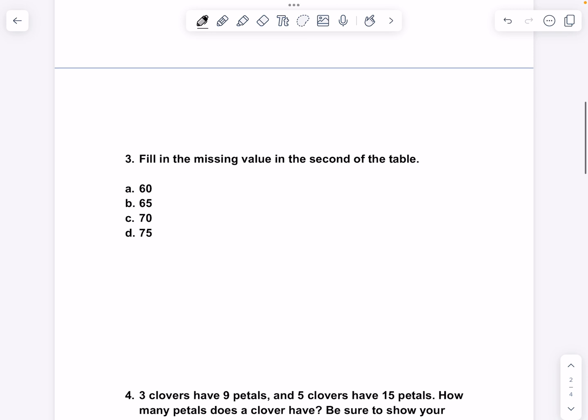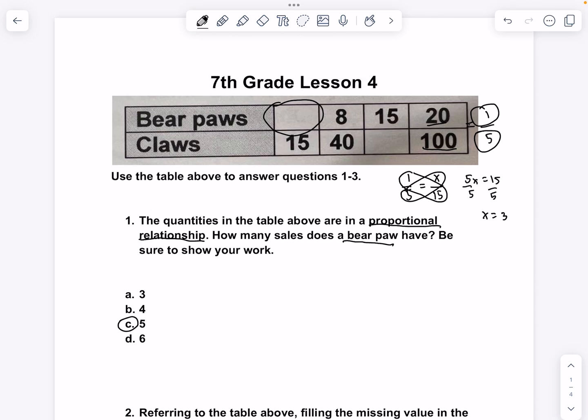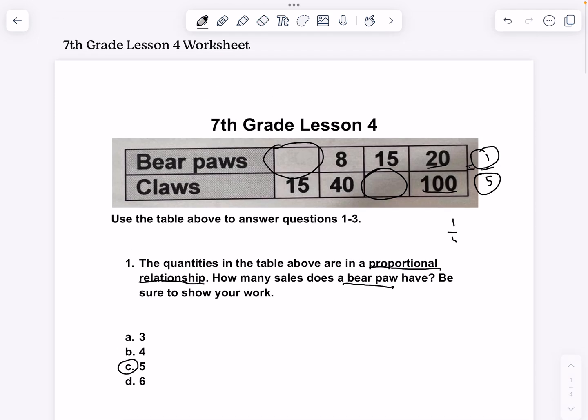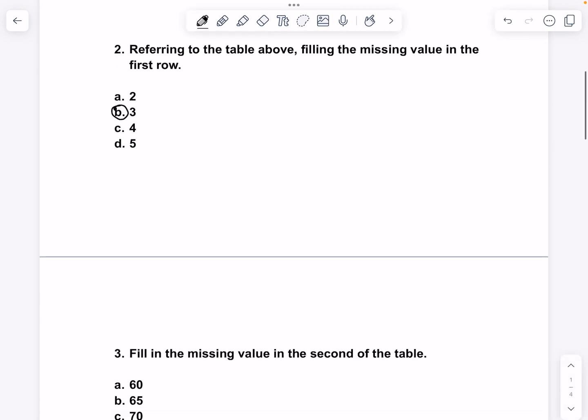Number 3 says fill in the missing value in the second row of the table. Here we have 15 over x. We know our ratio is 1 over 5, so 1 over 5 is equal to 15 over x, since we don't know this denominator. We cross multiply: 5 times 15 is 75, and 1 times x is just x. So x is equal to 75. For number 3, our answer is 75, which is D.